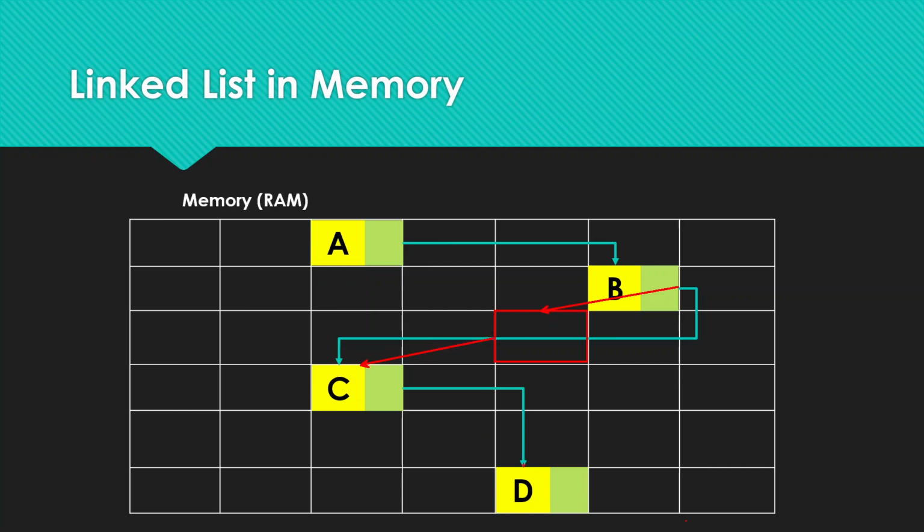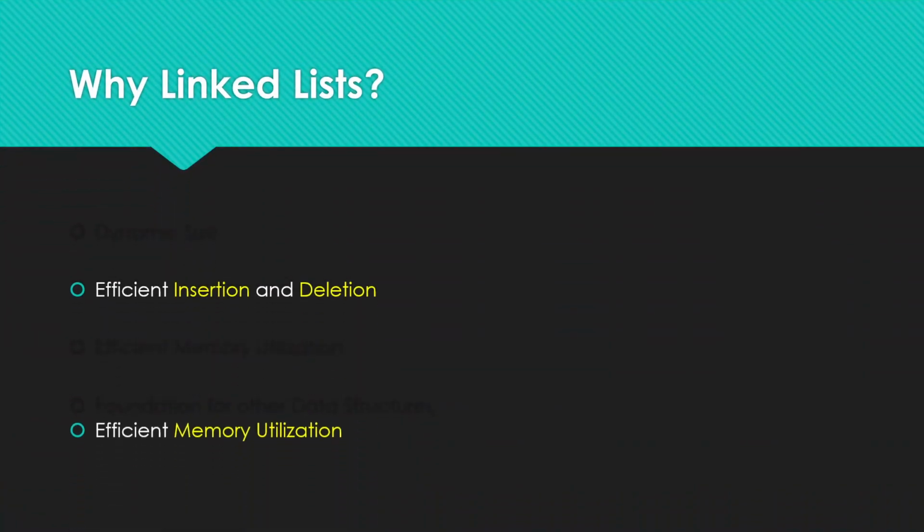So we do not need to shift D, we do not need to shift A, we do not need to shift anything. We only change the next for this particular node, the previous node, and the one that we are inserting. We also point it now to C. So that is how the insertion is done, which is efficient compared to arrays.